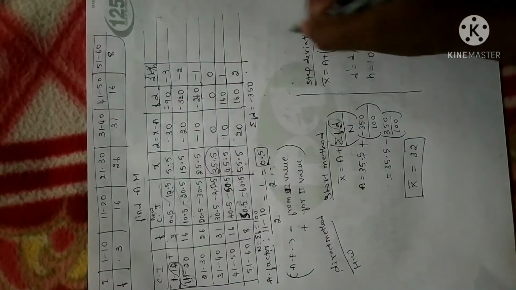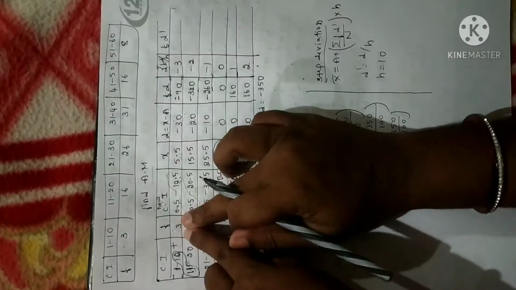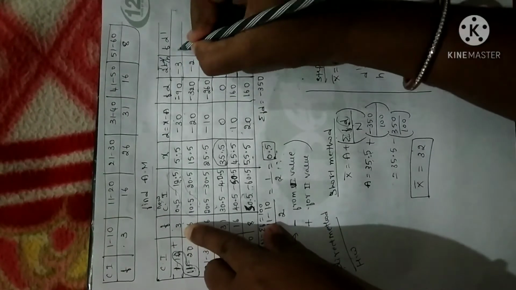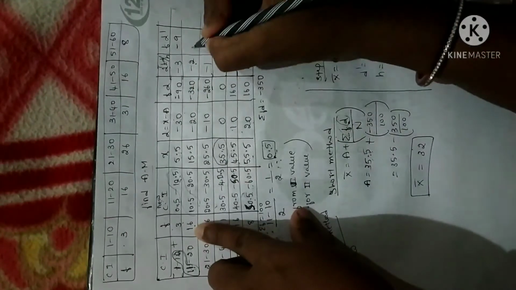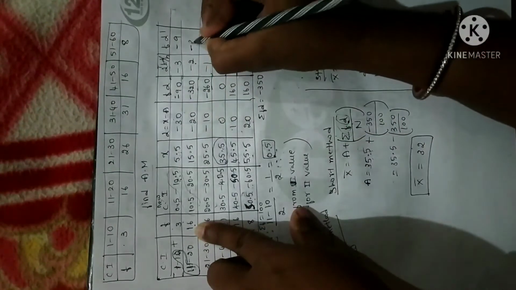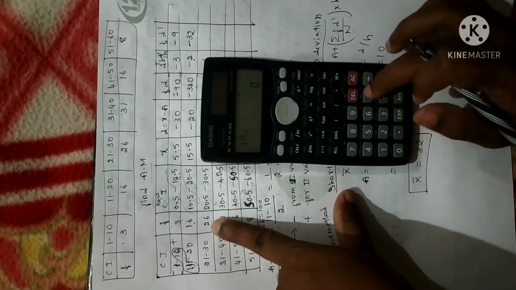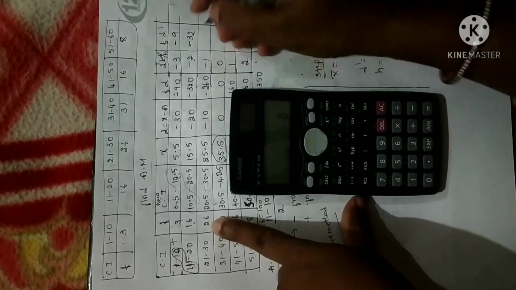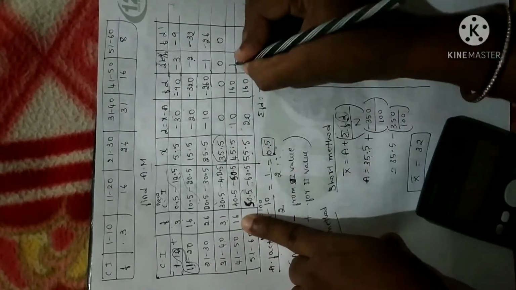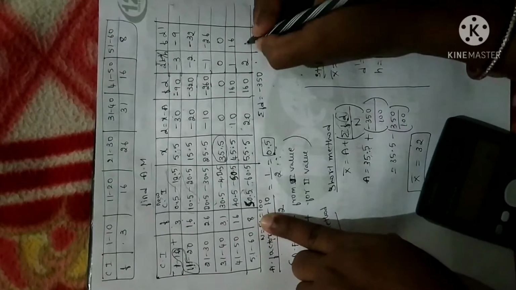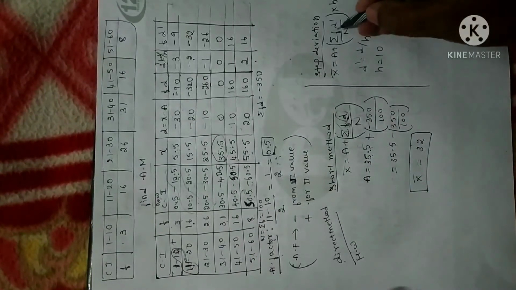Next we have to calculate f into d dash. So multiply the f column with d dash. So f I have here, d dash is here. Minus 3, 3 3s are 9. Fine. Next 16 into minus 2, plus into minus is minus 32. I'm sorry, see 26 into minus 1, right? So I can write directly minus 26. 31 into 0 is 0. 16 into 1 is 16. 8 into 2 is 16. So I have obtained the f d dash values.